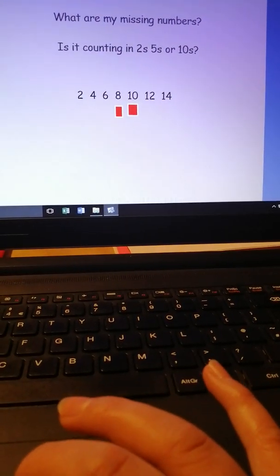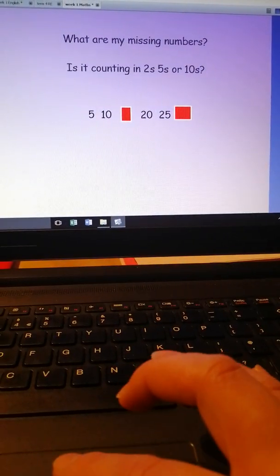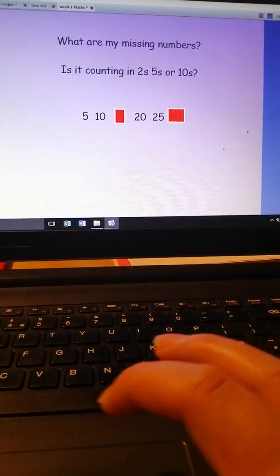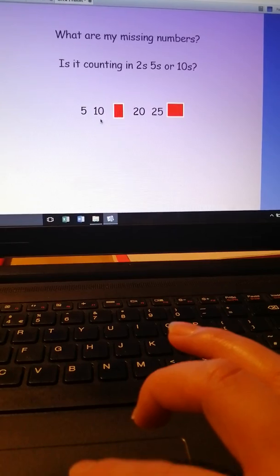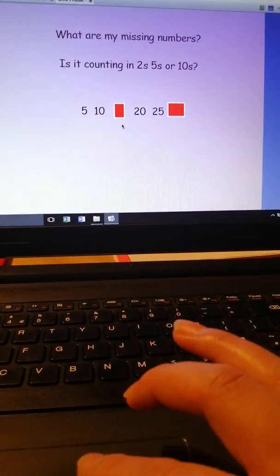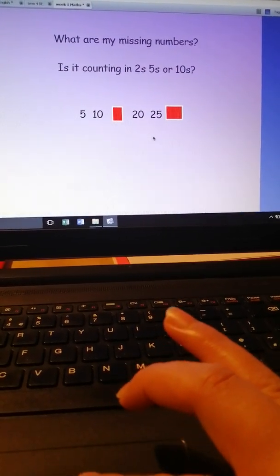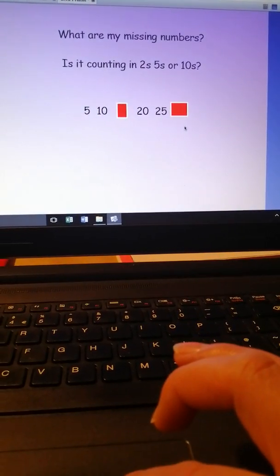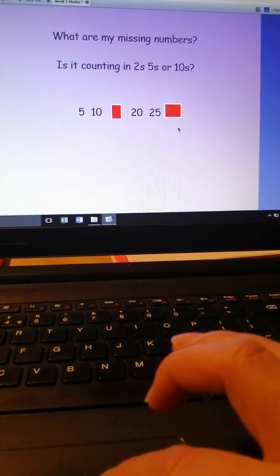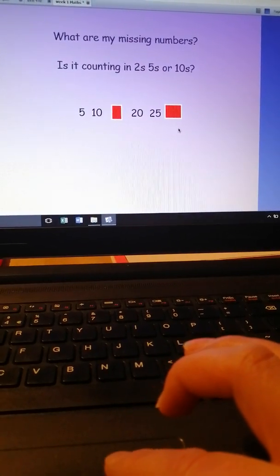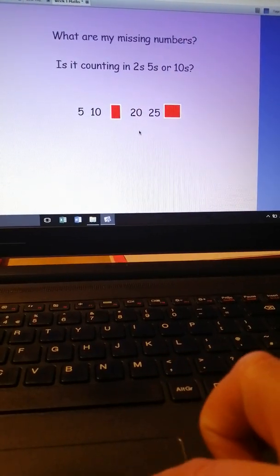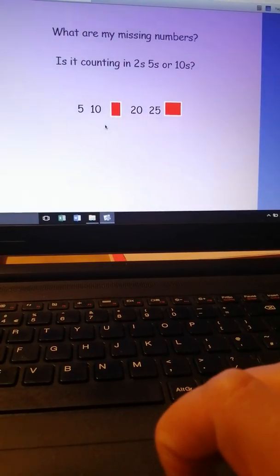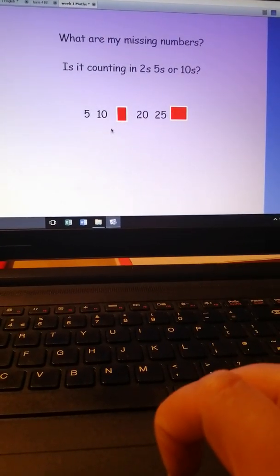Have a look at the next one and see if you can figure out the missing numbers before I get there. So I have 5, 10, something's missing, 20, 25, something's missing. Do you think we're counting in 2s, 5s or 10s? If you said 5s, well done, you've got it right.